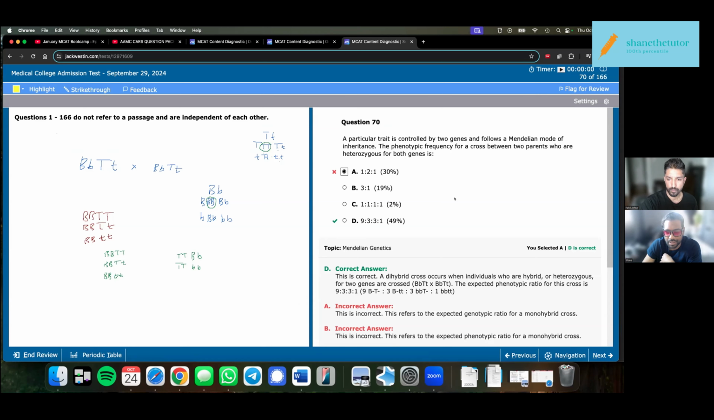Okay. But yeah, because you'll get your dominant one. Where am I annotating? Oh, okay. Sorry, I lost the annotate tool.